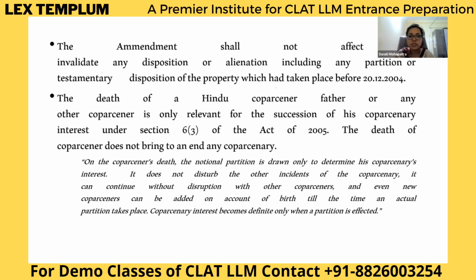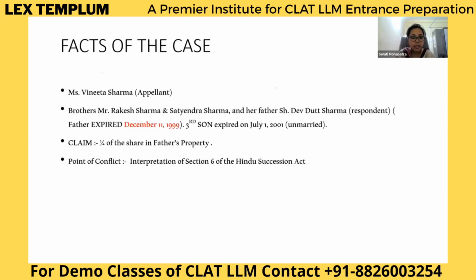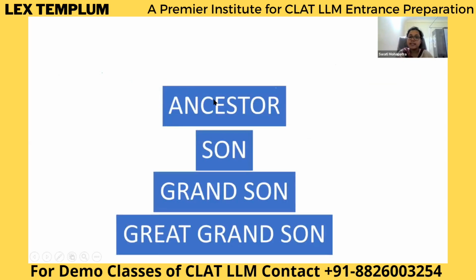This part of the submission says that you cannot consider that death brings an end to the co-partnership. Rather, the death starts another chain of the co-partnership. How? I'll again take you back to this diagram. We have ancestor, son, grandson and great-grandson. Now, this particular person here dies. That does not mean that the co-partnership is dissolved. The moment he dies, one more person gets added here, the great-great-grandson, and one more cycle of co-partnership starts.